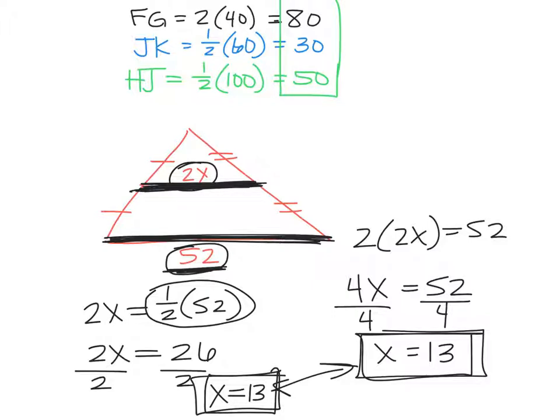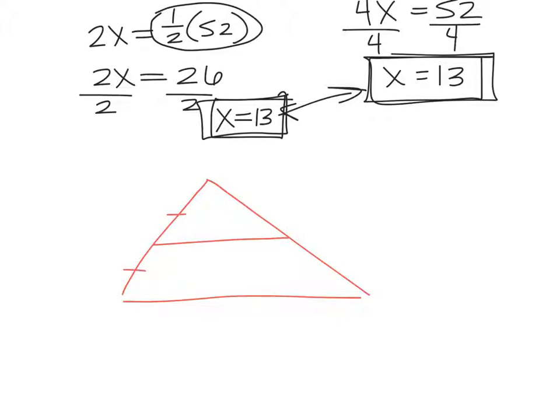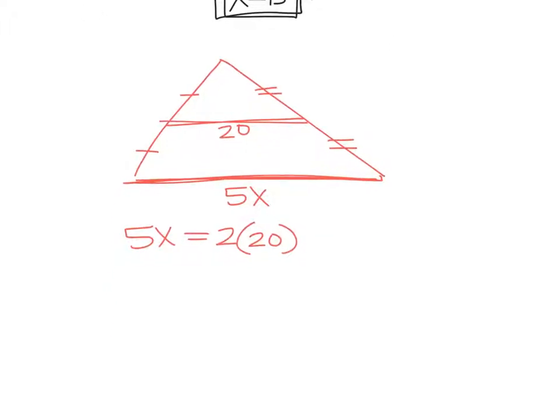Okay, any questions on that? All right, let's do one more. Let's say this is our setup. Okay, you have 20 for the mid-segment, and you have 5x for the longer one. Which one would have to get doubled? The 20, right? So you could say 5x equals, and then double the shorter segment, 2 times 20. So you're basically saying 5x equals 40, and then you're dividing by 5, so x would be 8.